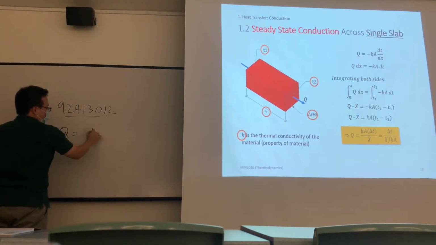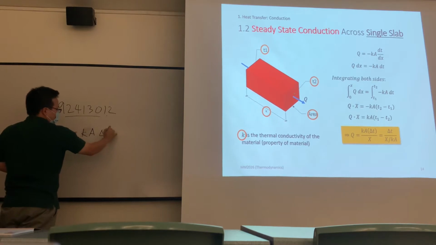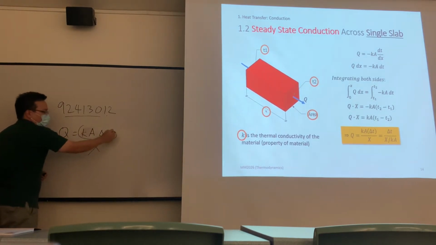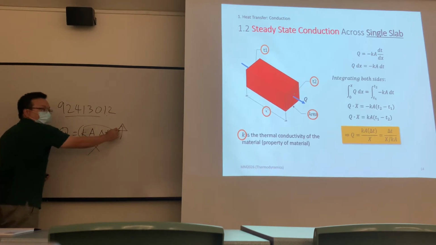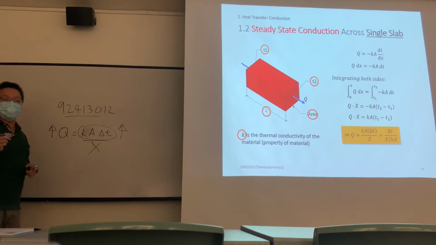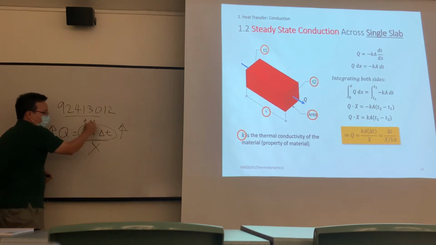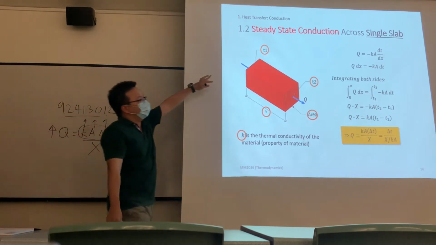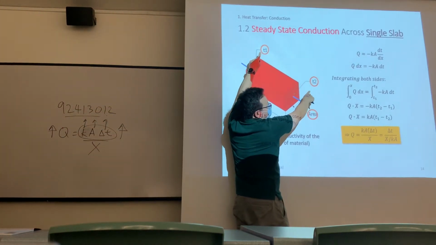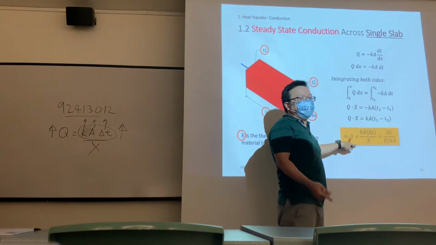So this is A, this is K, this is delta T over X, right? If any of these on top becomes high, your Q will become high. This one goes up, doesn't matter which. If your temperature difference becomes bigger, if these two become wider, or this one becomes lower, then Q will become higher.